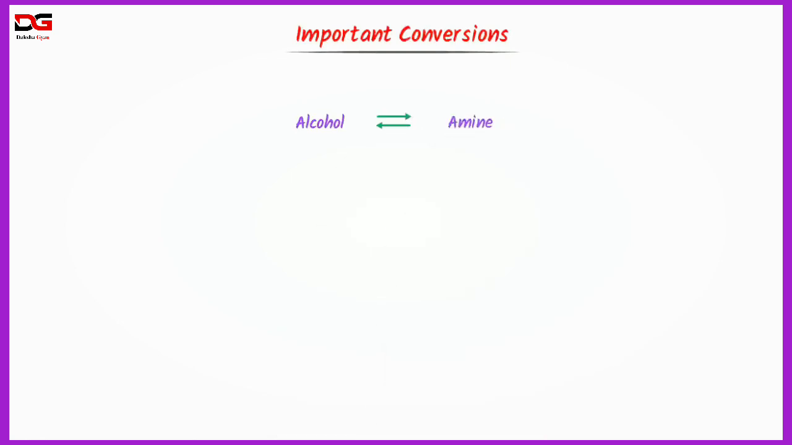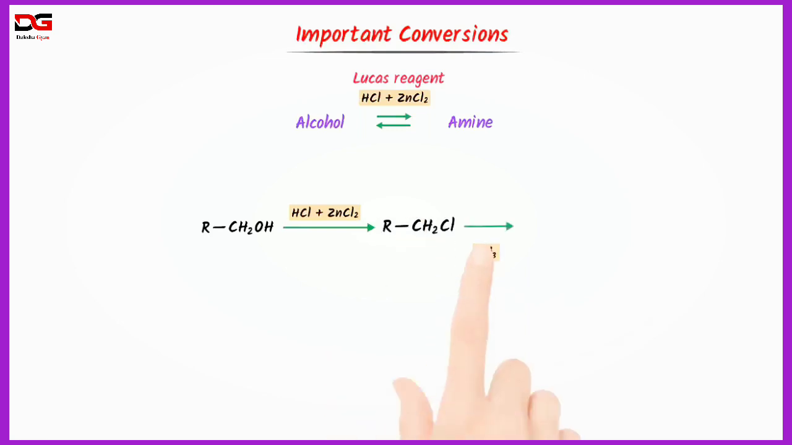Convert alcohol to amine and amine to alcohol. Well, to convert alcohol to amine, we use Lucas reagent, like HCl plus zinc chloride. For example, consider this alcohol. I add HCl plus zinc chloride to it. I get alkyl halide. Now I add ammonia to it. I get this amine. Thus remember that using Lucas reagent, we can convert alcohol to alkyl halide and then using ammonia, we convert alkyl halide to amine.